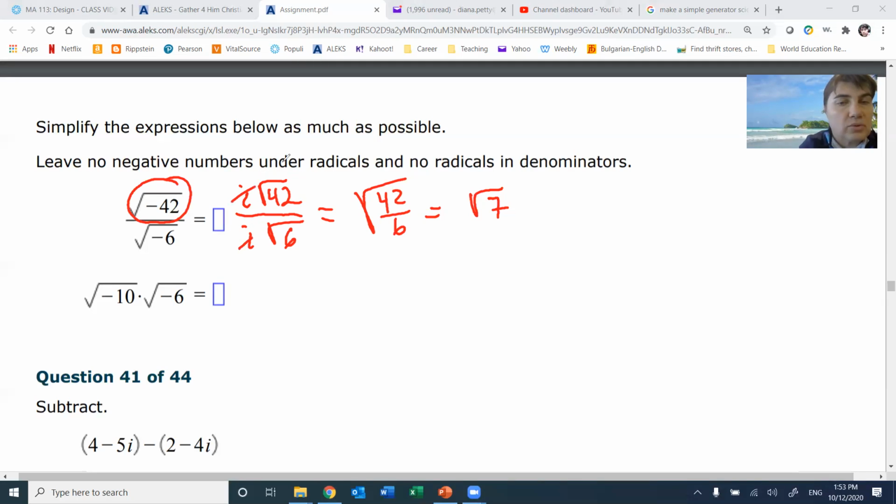This one happened that those canceled. And also it happened that 42 divides by 6. So if you combine them, you can just get a number without a denominator. It just happened like that. Okay, let's do the next one. What would the next one be?